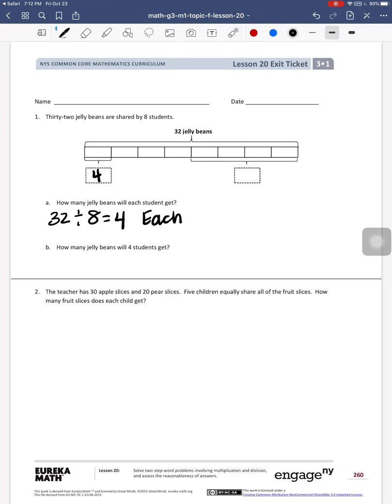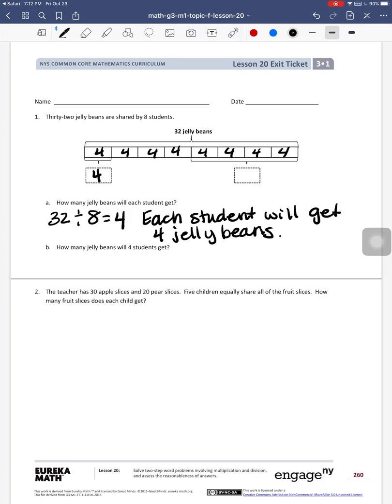Each student will get 4 jelly beans. So we can go ahead and label these each 4, 4, 4, 4, 4, 4, 4, 4. How many jelly beans will 4 students get? Okay, so let's count by 4s 4 times. 4, 8, 12, 16. 4 students get 16 jelly beans.